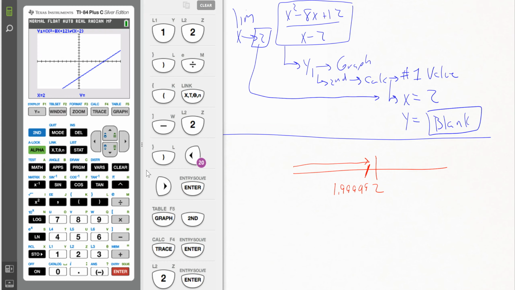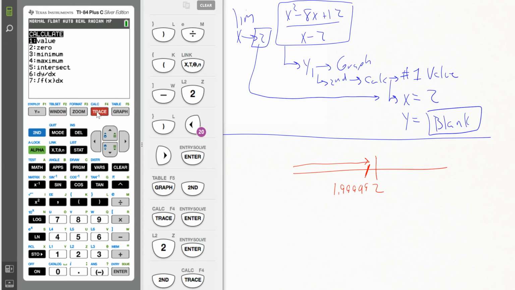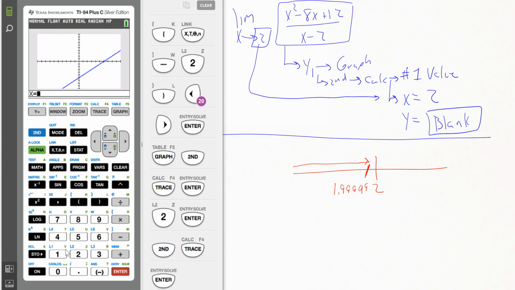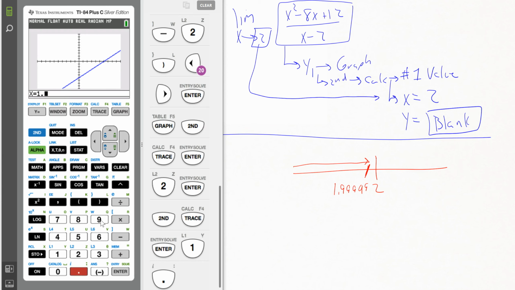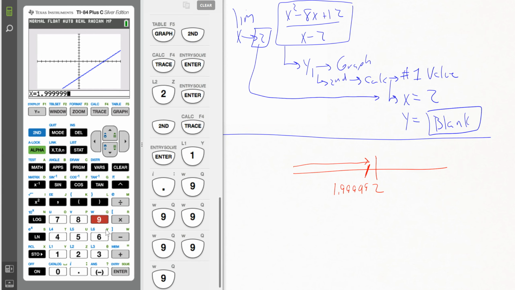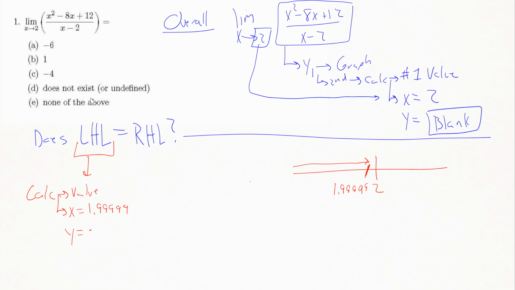So open up the calculator again, go second, calc, and then again number one value, and we're going to type in 1.99999, just a whole bunch of nines. There's no magic number there. Out of there, I can see that I get y equals -4 point something, and that's just some rounding noise. So really we're looking at -4 for our left-hand limit right now.